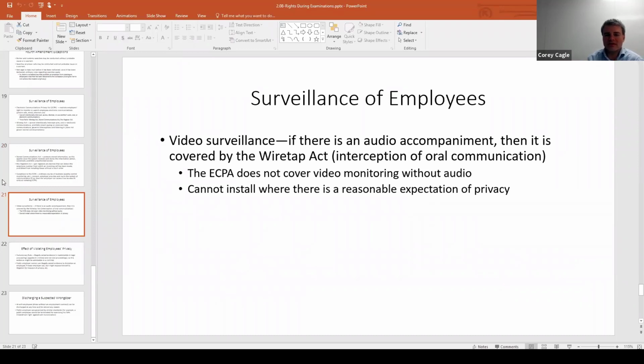Surveillance of employees, still, now we're on video surveillance. If there's an audio accompaniment to that, then it's covered by the Wiretap Act. That would be intercepting oral communication. Otherwise, this ECPA does not cover video monitoring, but you can't install it where there's a reasonable expectation of privacy. So just use common sense on that type of thing.